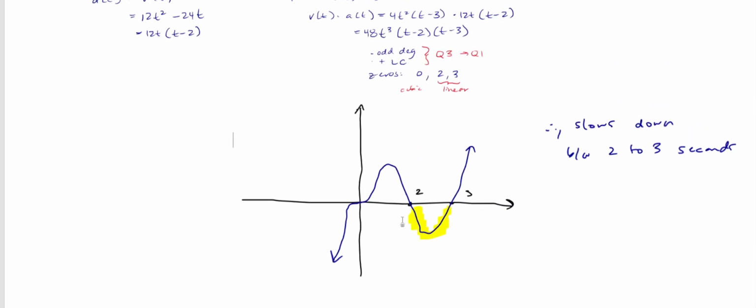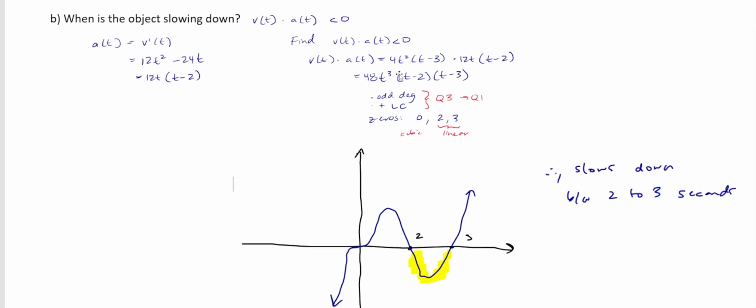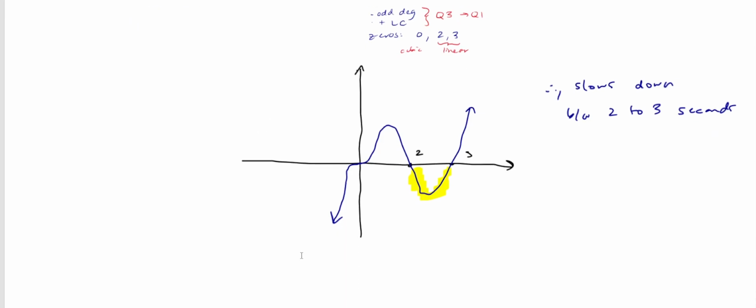Okay, so this is what I have when I graph the function. It goes cubically through the 0, linearly through the 2, linearly through the 3, from quadrant 3 to quadrant 1. When is it a negative number? Well, it's a negative number between 2 and 3, so that means the object is slowing down between 2 and 3 seconds. Okay, moving on to the final example.